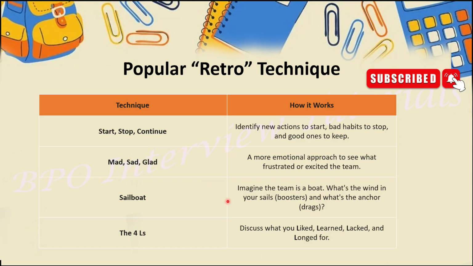Okay, sailboat, this is also one kind of technique. Imagine the team is in a boat, and what's the wind in your sail, and what's the anchor, like what's the drag. So in this way you can prepare some form and you can share with your team. The four L's, which is like, liked, learned, lacked and longed for. So you can discuss all four L's here, and you can ask your team members to fill their details, like what they found, what they liked, learned, lacked and longed for. They will fill the details, they will share it with you, guys. So these are the possible techniques you can use in order to create a sprint retrospective.